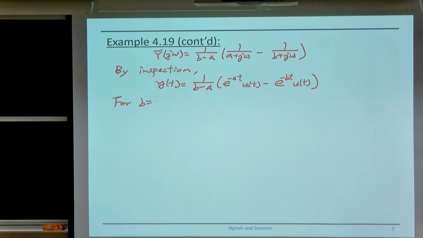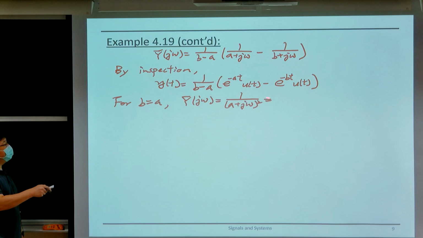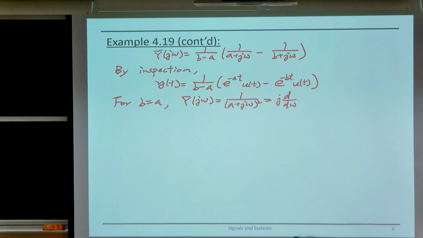So for B equal to A, you have Y(j omega), that is 1 over (A plus j omega) squared. So then how do you find the inverse Fourier transform of this? The trick here is that you can observe that this 1 over (A plus j omega) squared is actually j times the derivative of 1 over (A plus j omega).